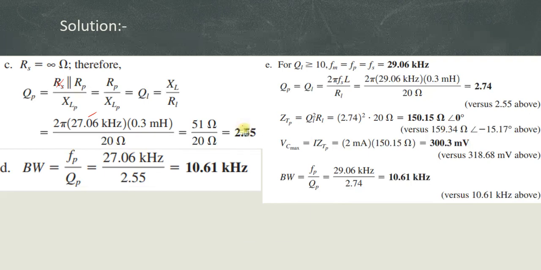So you compare, the quality factor is very low, less than 10. So definitely we should follow those things. Then bandwidth equals FP divided by QP. The parallel frequency is 27.06 kilohertz and the quality factor is 2.55. If you substitute, the bandwidth is around 10.61 kilohertz.